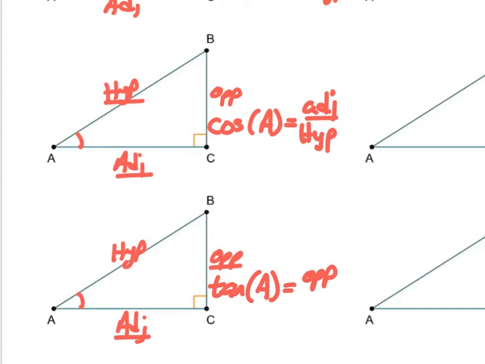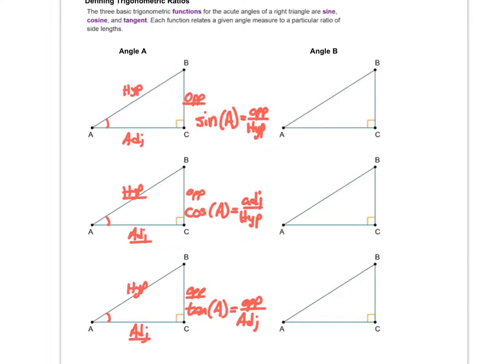So that's the opposite side divided by the adjacent side. Okay, so these are my three trig functions given angle A. Now the next thing that I'm going to do is come over here and write these out for angle B.